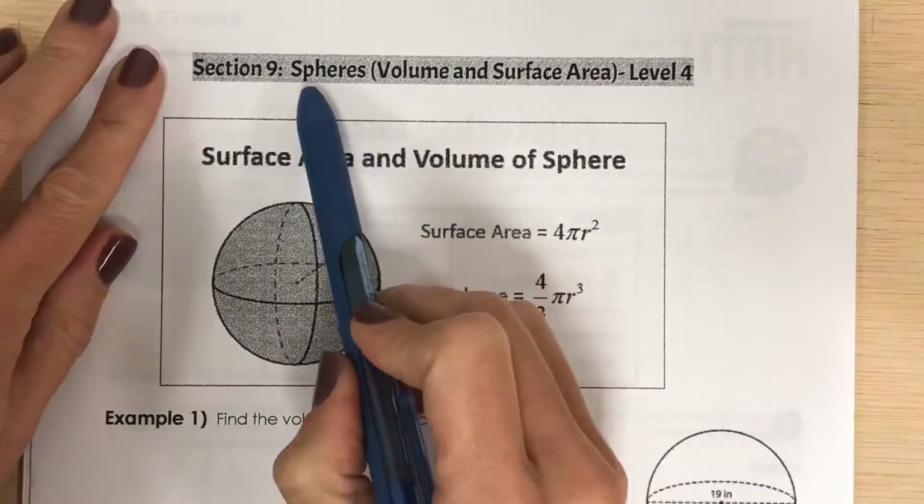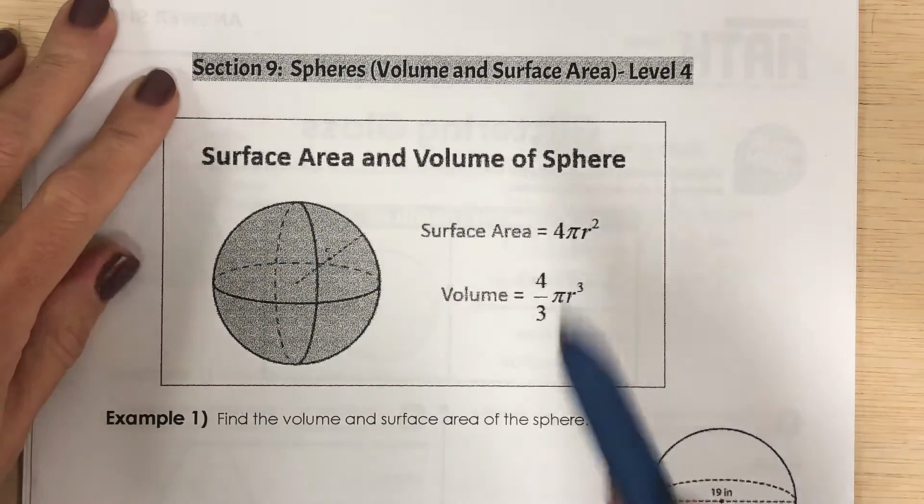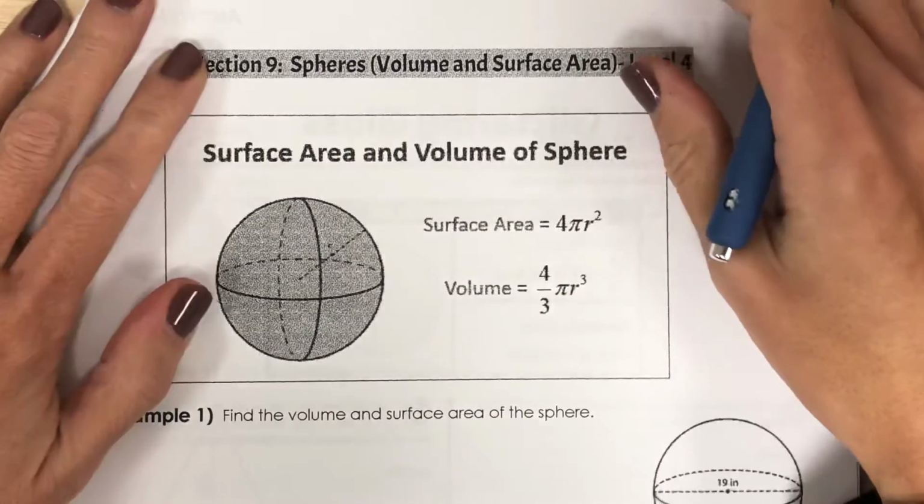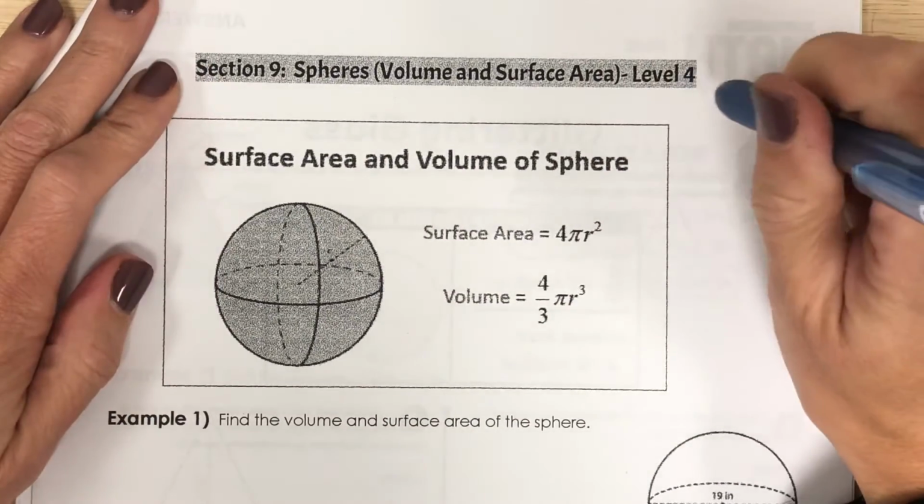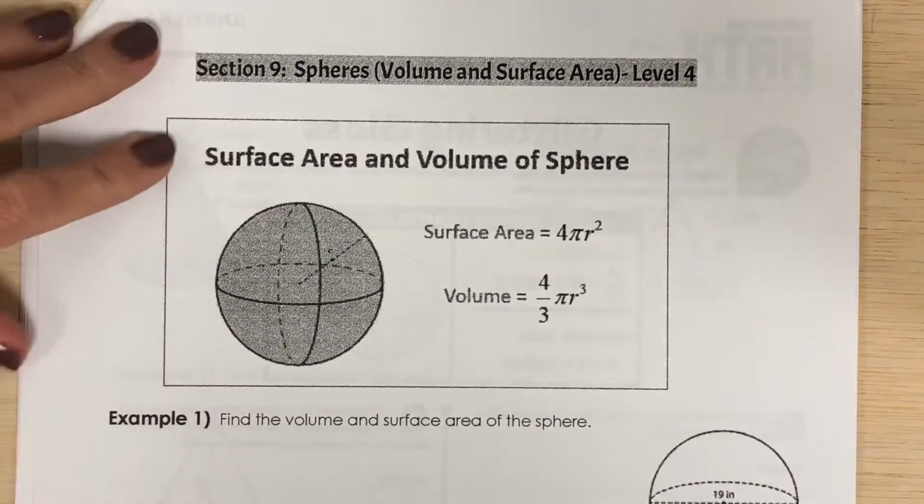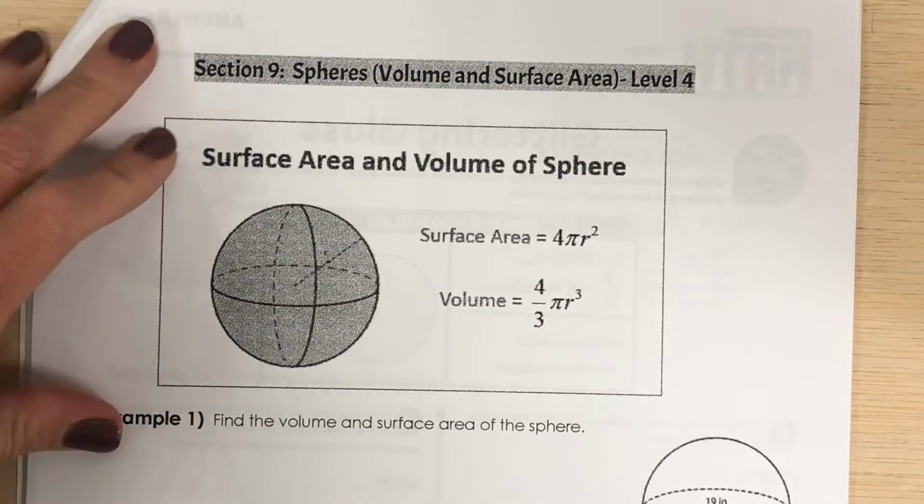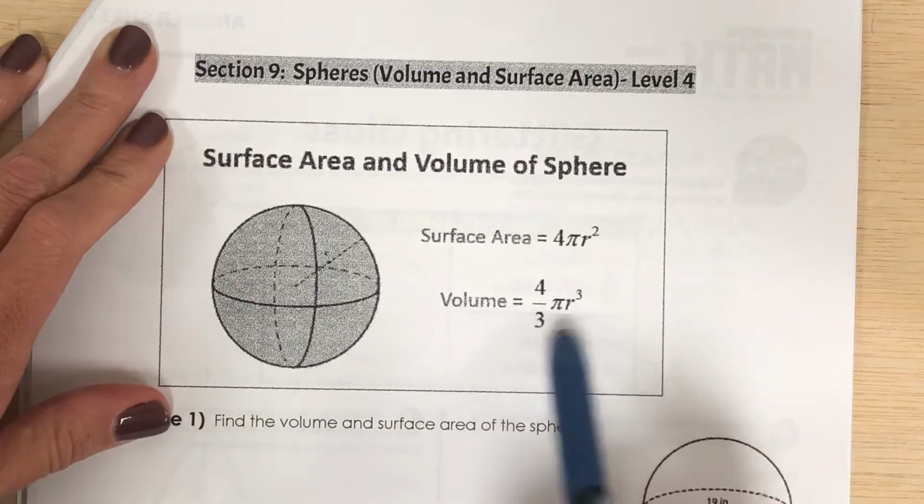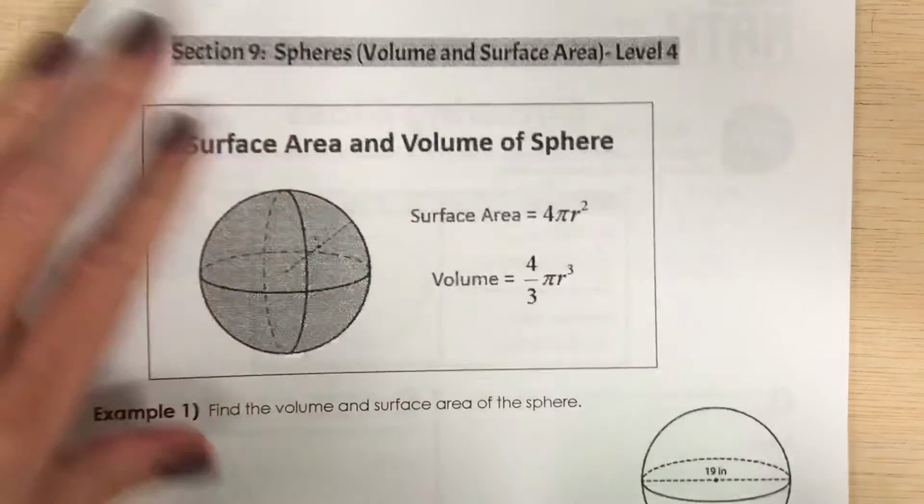All right, section 9 is talking about volume and surface area of a sphere. This is technically not a middle school topic, it's a high school one, but I thought it's pretty easy. Let's go ahead and cover it anyway, just for fun, because math is always fun. So here are your formulas for a sphere, and again, a sphere is just a ball.